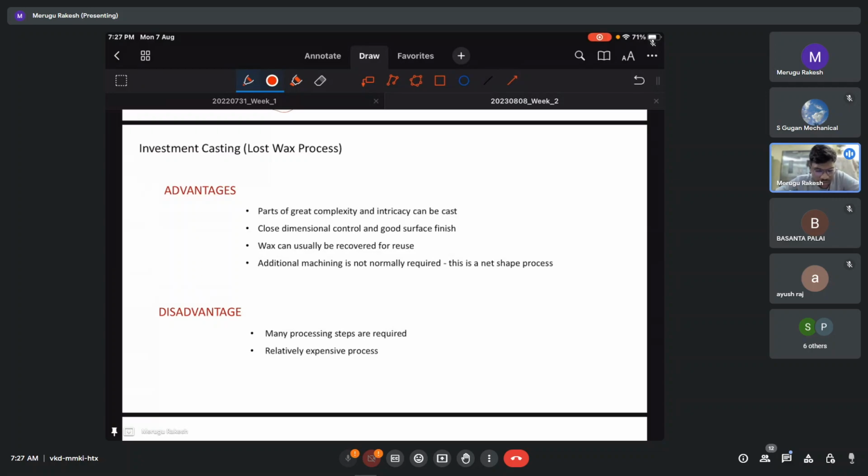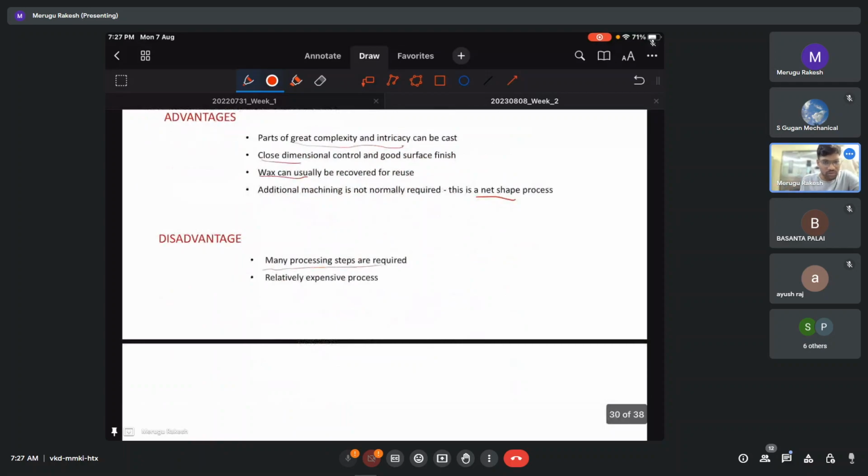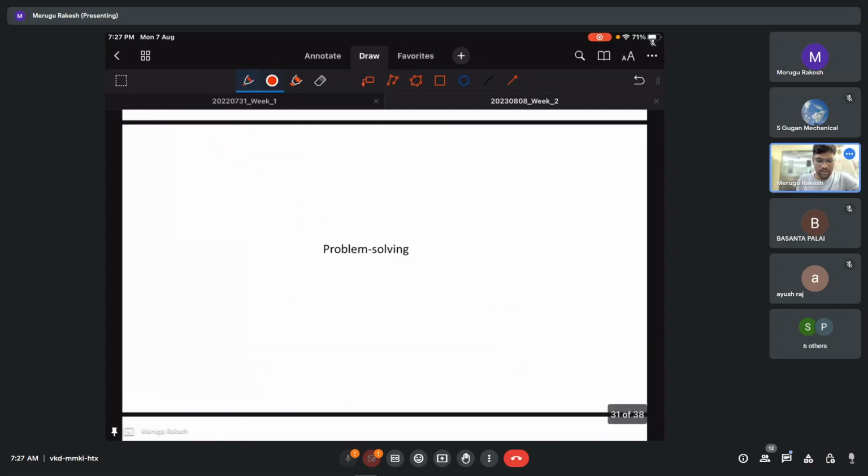One thing to remember is that this is also called the lost wax process, and we get net shape products. Wax can be reused, there is close dimensional accuracy, and great complexity and intricacy can be cast because the wax can easily go into any intricate shape. But the main disadvantage is that it involves so many processes. We have almost eight processes to get a product out, and that is the reason it is a relatively expensive process.